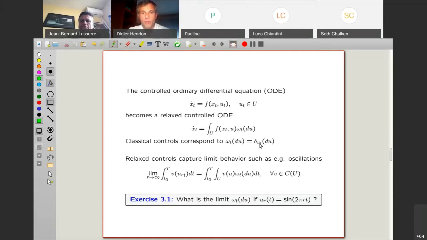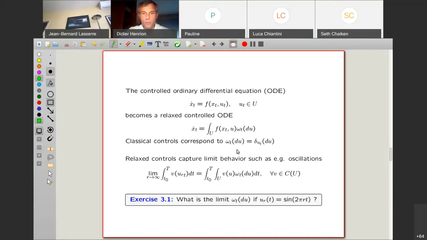The Dirac measure is just a pointwise evaluation. If omega t is a Dirac at ut, I just replace u here by ut, and I get back to my original formulation. However, there is more than Dirac measures. They may be non-atomic measures. And so this controlled ODE is more general. It has more solutions in general than the original one. This is what we call a relaxed control ODE.